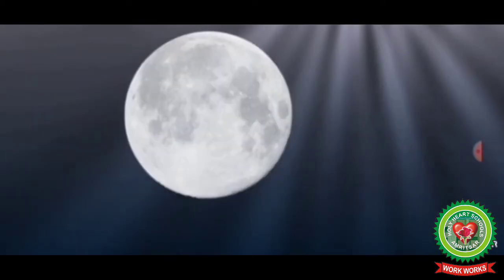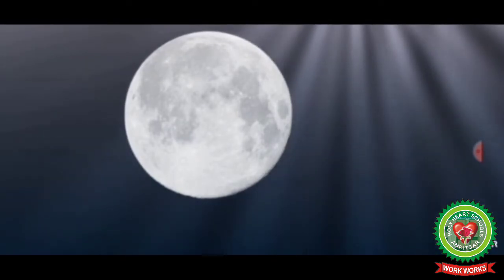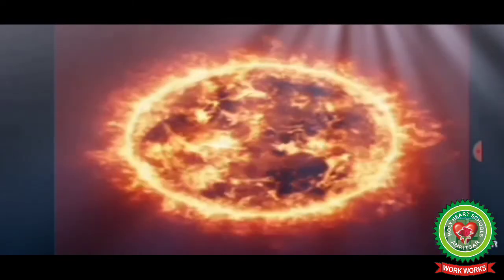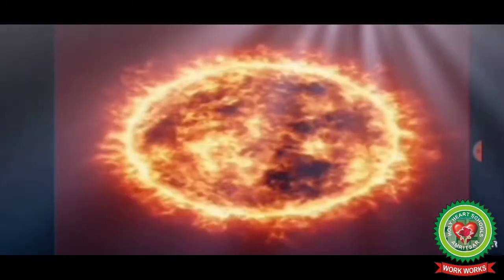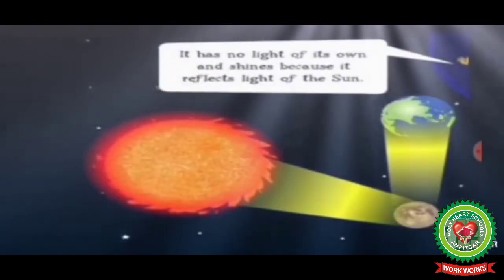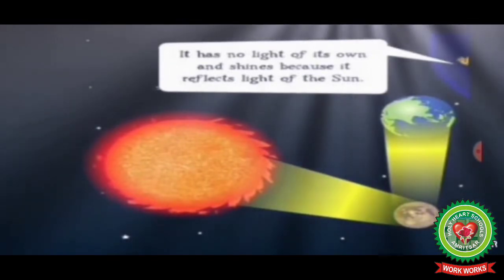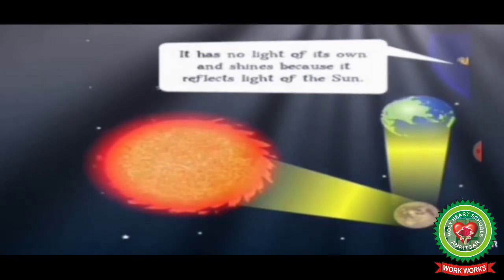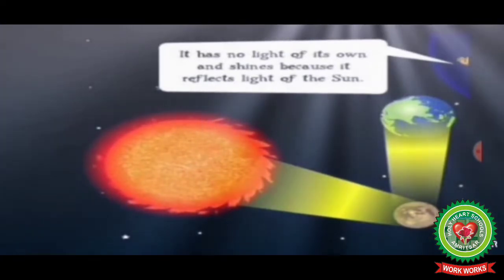Students, you must have seen moon shining at night in sky. It is also present during daytime, but we cannot see it as sun shines brightly. So, we can see moon during night only. It has no light of its own and shines because it reflects light of the sun. So, students, moon does not have its own light. It shines because sunlight falls on it.